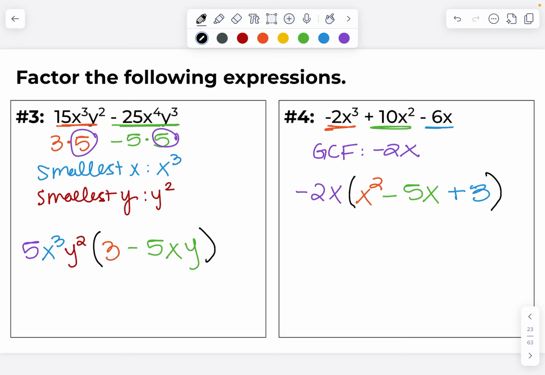One thing I didn't mention is that when you have a negative leading term, and when we say leading term, that means it's the first term. Anytime you have a negative leading term, you're going to factor the negative out every single time. Even if this 2 wasn't right here, say that 2 wasn't there, you would still need to factor out a negative. So anytime you have a negative leading term, factor out a negative. That's just kind of a rule of thumb.